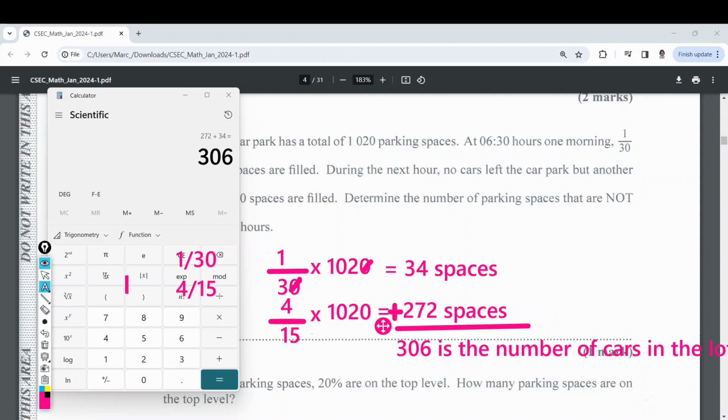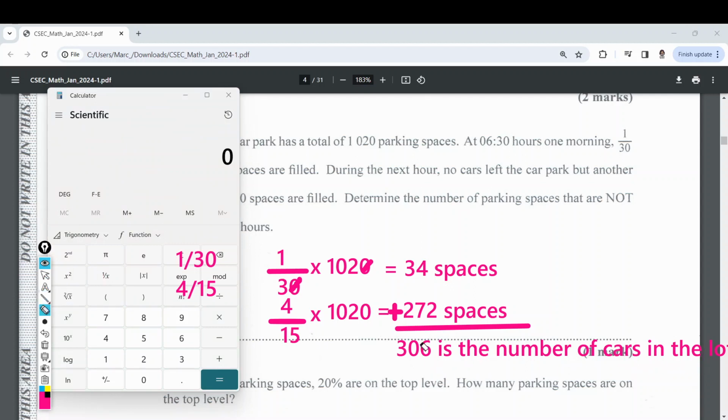And hold on, I think I made a mistake here. It's not two. I don't think it's 272. So 4 divided by 15 multiplied by 1020. No, this is not making sense to me. Okay. No, it's correct. It's correct. Okay, cool, so this is correct. Sorry about that, guys. So 306 is the number of cars in the lot, right?